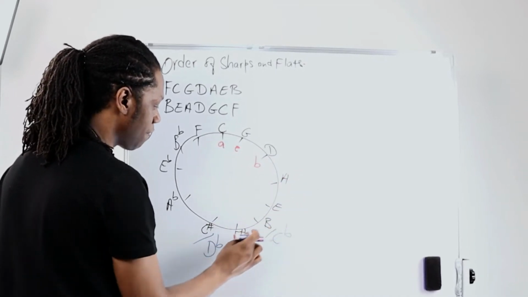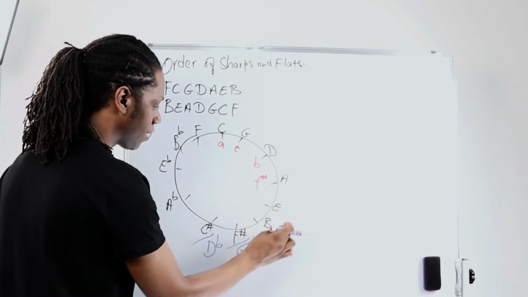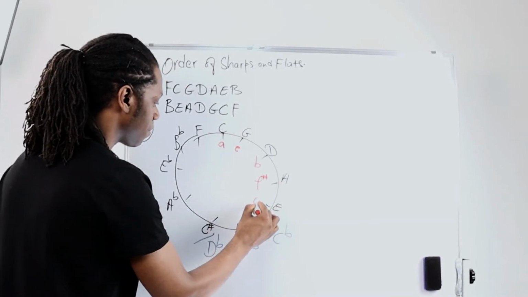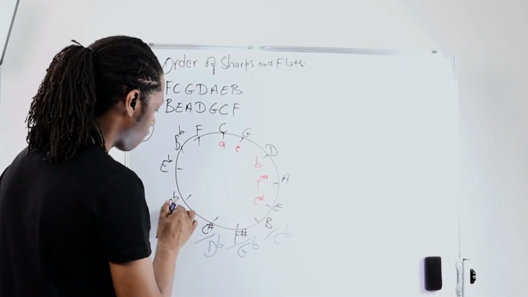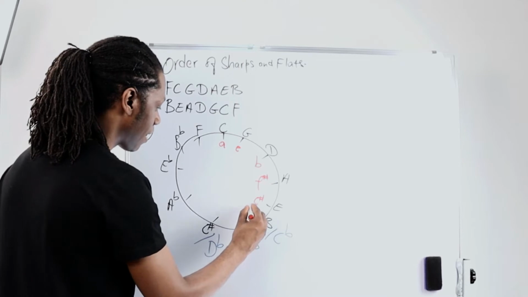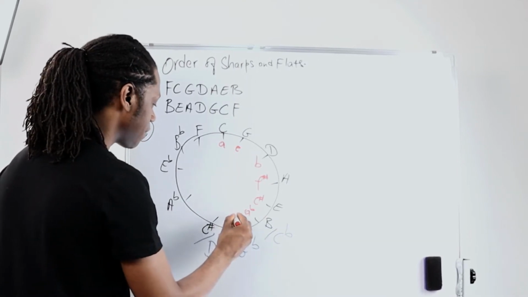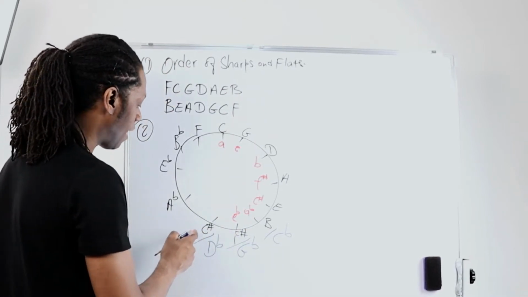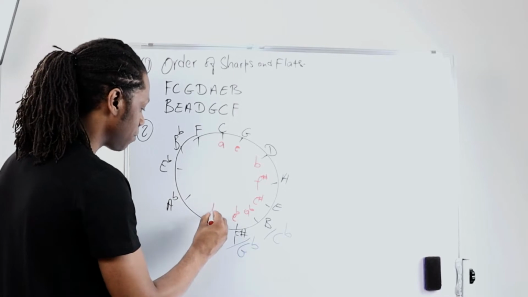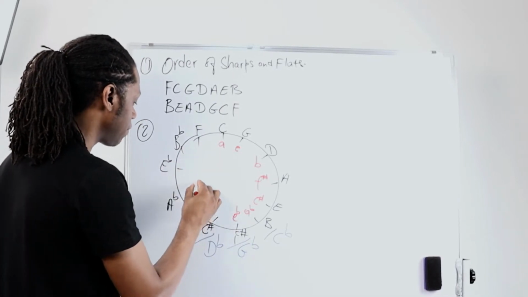A, 1, 2, 3, 4, that's going to give you your F sharp minor. E, 1, 2, 3, 4, that's going to give you your C sharp minor. B or C flat, 1, 2, 3, 4, so that's going to give you your A flat minor. F sharp or G flat, 1, 2, 3, 4, that's going to give you your E flat minor. C sharp or D flat, 1, 2, 3, 4, that's going to give you B flat minor, okay? A flat, 1, 2, 3, 4, that's going to give you F minor.